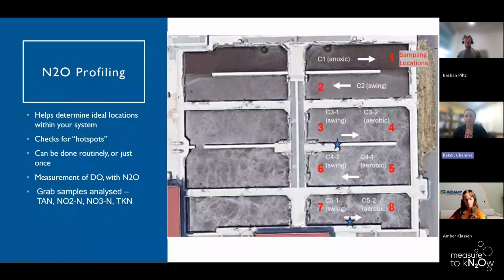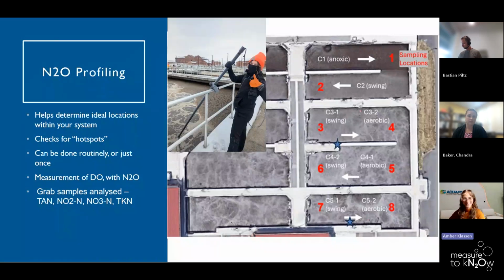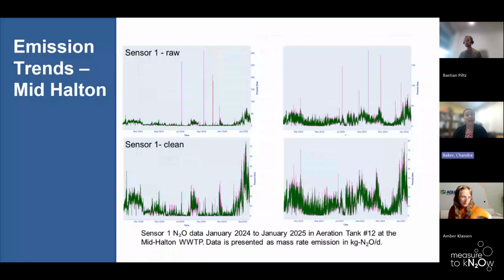Next slide. That's me, and I helped. Yes, and Amber very much was part of our whole nitrogen profiling, which we appreciated the help.